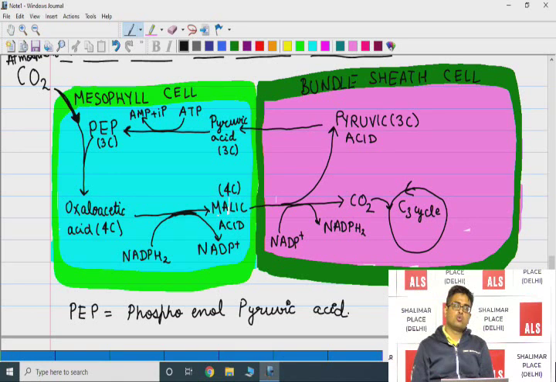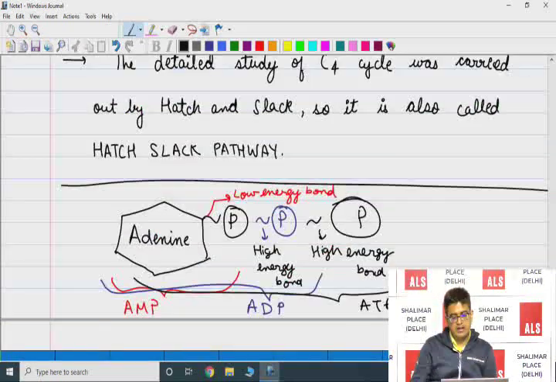So to make PEP, to make phosphoenol pyruvic acid, you need 2 ATP. You actually need 2 ATP, or you can also say 1 ATP making 1 AMP. That is equal. Why? Because the energy of the second and third bond is equal.